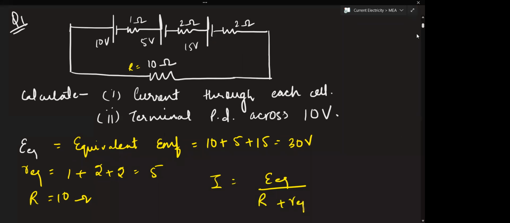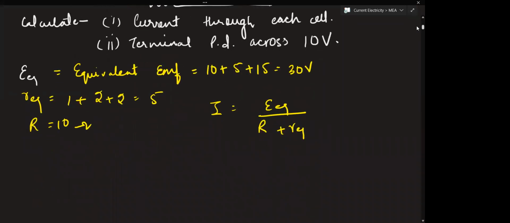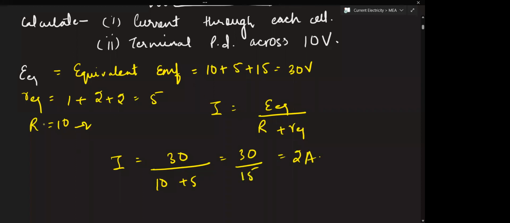Now here you have to put in the values that you have seen. I is what? I is equivalent, that is 30 volt. Capital R is 10, small r is 5. That makes us 30 divided by 15, that is 2 ampere. This is the answer for the first part. Now the answer for the second part.